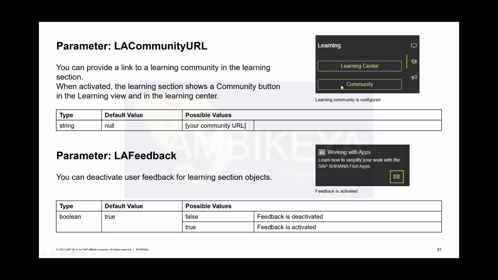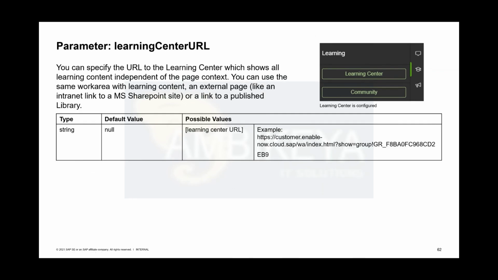Learning community is what's behind that link. It was originally made to support jam groups. Could be any other. Could be a forum in SharePoint. Could be any link. LA, learning app feedback. The feedback tile on the particular learning object, pointing to the author of it, either active or not. It's just a functional toggle. And then the learning center URL is the one that's behind the learning center button for cases where no content is available. That's the only jump out.